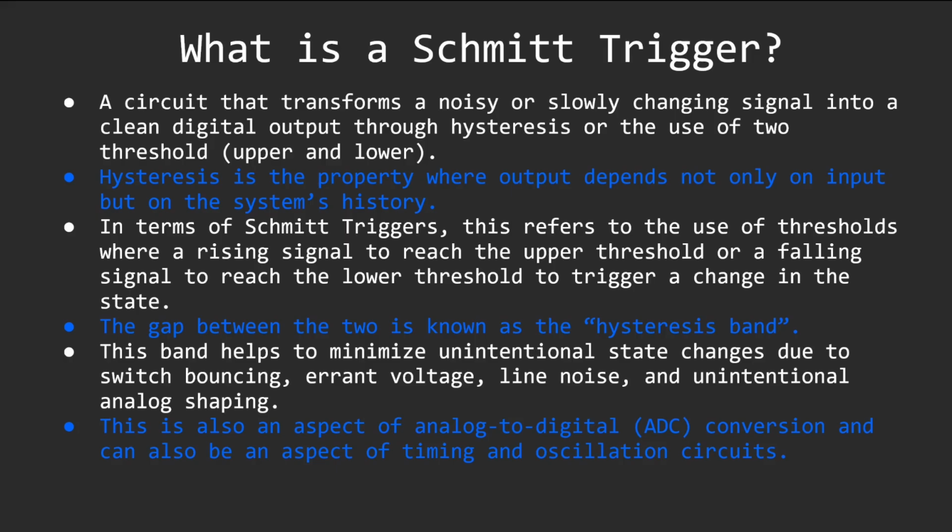But in terms of Schmitt triggers, this refers to the use of thresholds, where a rising signal has to reach the upper threshold or a falling signal has to reach the lower one to trigger a change in the state. The gap between the two is known as the hysteresis band. This band helps to minimize unintentional state changes due to switch bouncing, errant voltage, line noise, and unintentional analog shaping. This is also an aspect of analog to digital conversion, and it can be an aspect in timing and oscillation circuits as well.